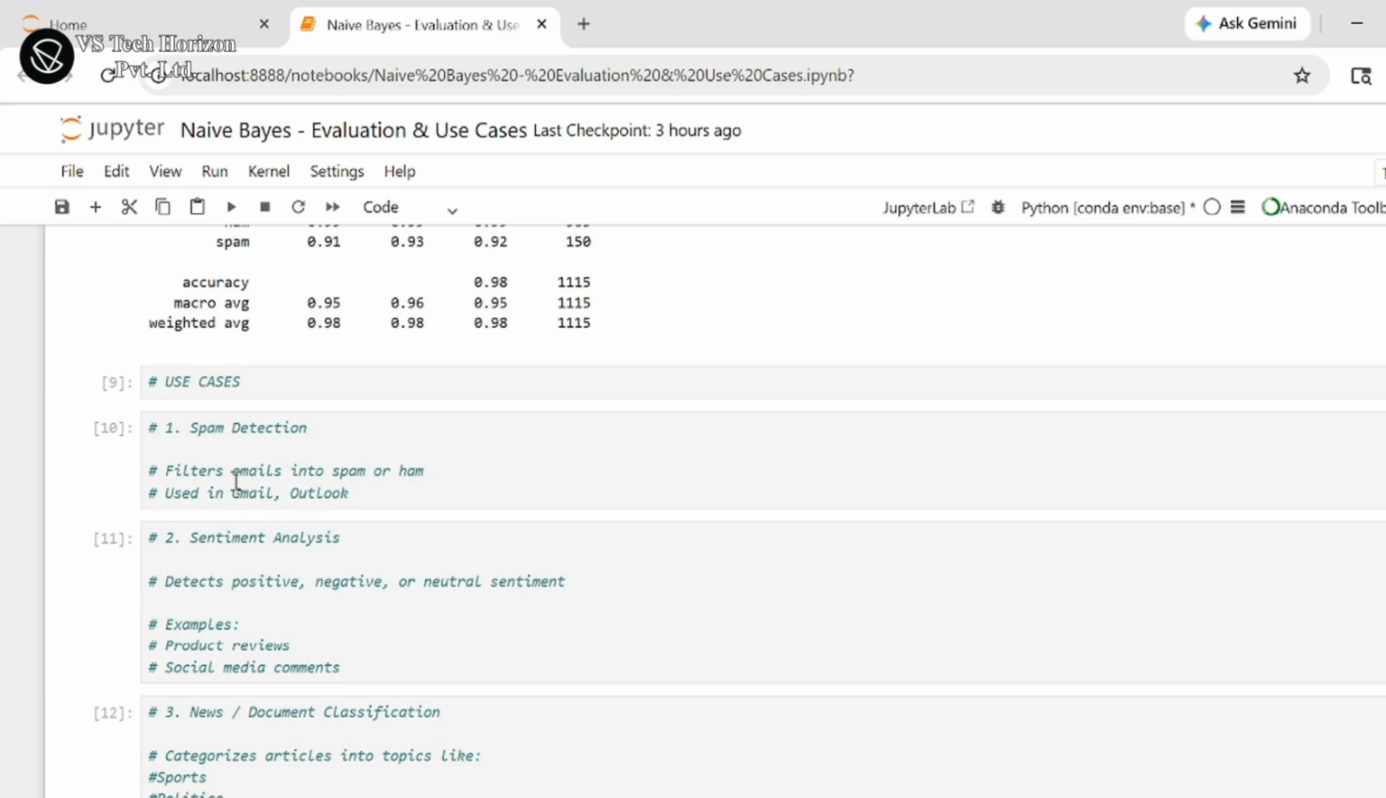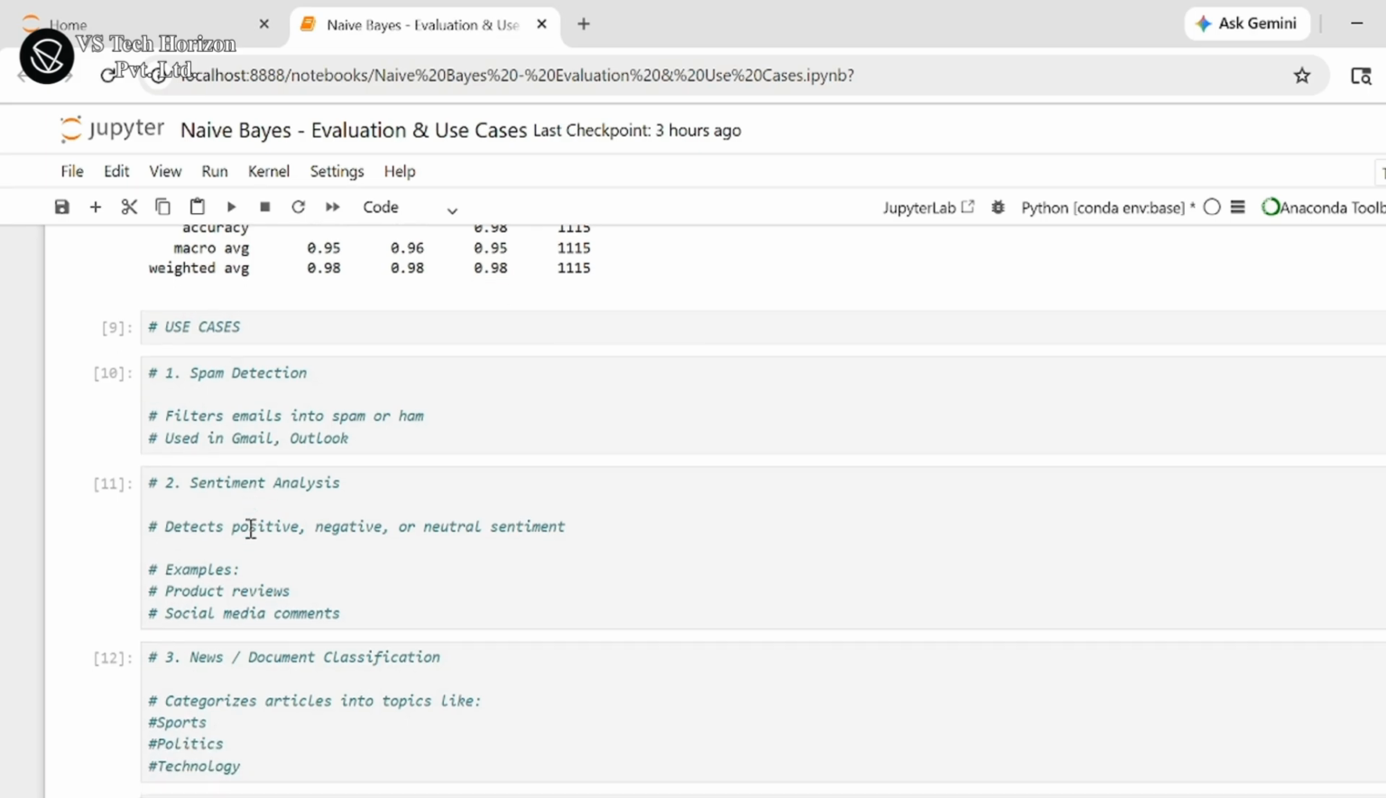First use case is spam detection, where naive-Bayes is commonly used in spam detection systems to classify emails as spam or legitimate. It analyzes the presence of certain words like spam, not spam, win, or free, and calculates their probabilities to make accurate decisions. Due to its speed and efficiency, it is widely used in email filtering systems. We can see its common use in Gmail and Outlook.